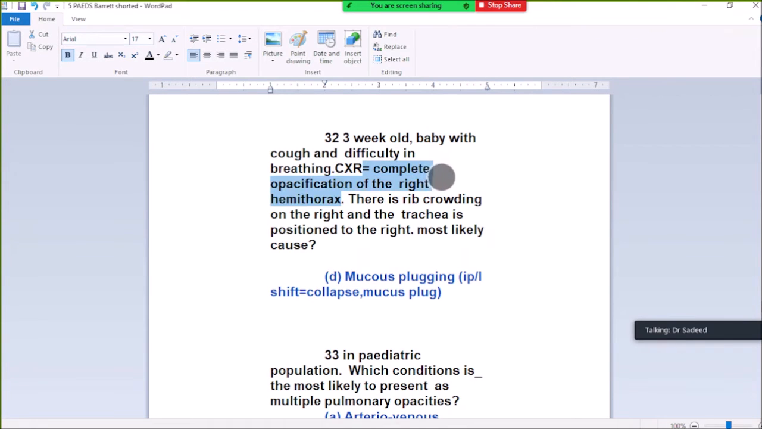Complete opacification of the right hemithorax, and then there is rib crowding and the trachea is shifted to the right. So ipsilateral shift of the trachea is seen due to collapse of the right lung, and the cause of the collapsed lung is mucus plugging. So the most likely cause is mucus plugging.